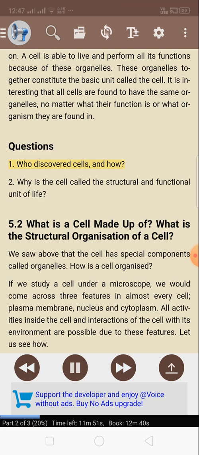Questions. 1. Who discovered cells and how? 2. Why is the cell called the structural and functional unit of life? 5.2 What is a cell made up of? What is the structural organization of a cell? We saw above that the cell has special components called organelles. How is a cell organized?